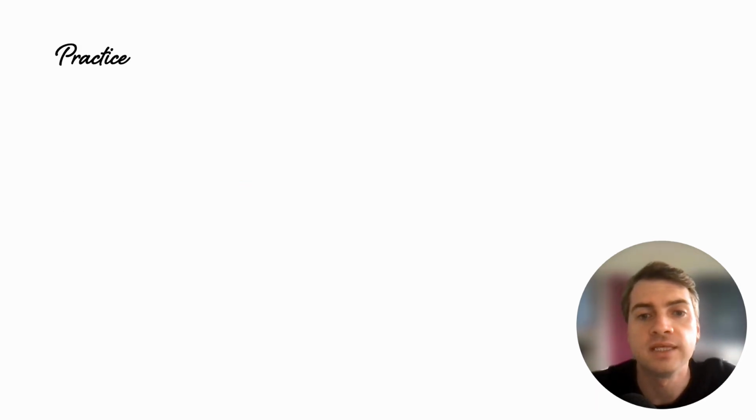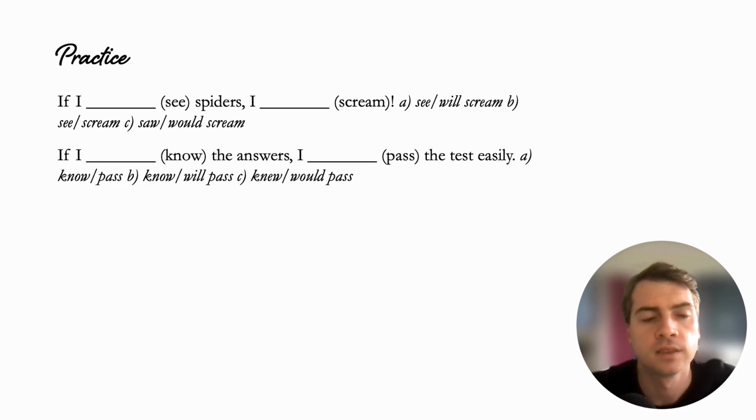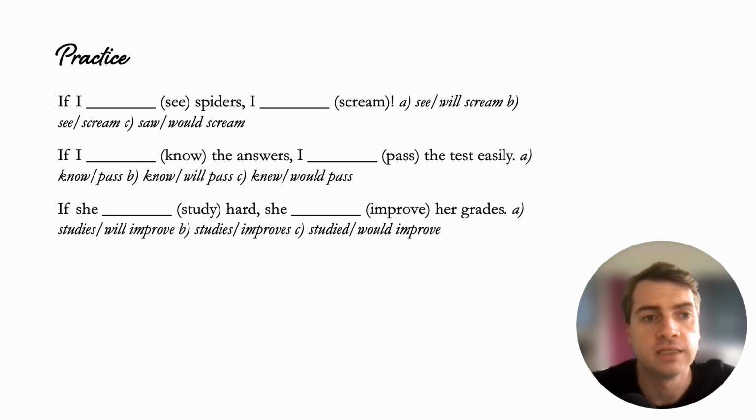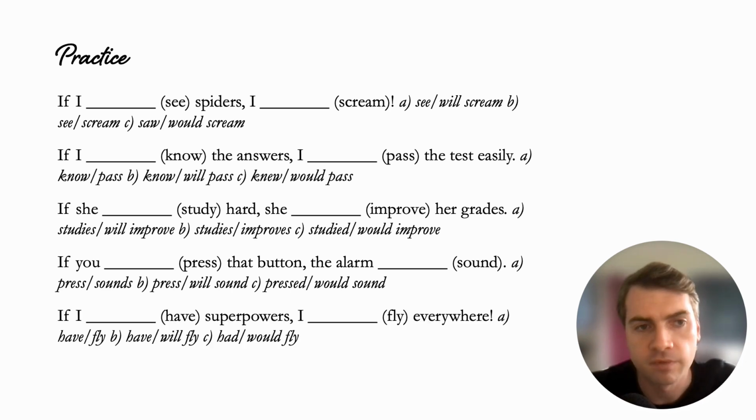All right, practice time again. Let's go ahead and read through these and then you can pause the video and fill in the blanks with the correct answers. Number one, if I blank spiders, I blank scream. Number two, if I blank the answers, I blank the test easily. Number three, if she blank hard, she blank her grades. Number four, if you blank that button, the alarm blank. And number five, if I blank superpowers, I blank everywhere. All right, so go ahead and pause me now, answer these on your own, and then come back and I will give you the correct answers.